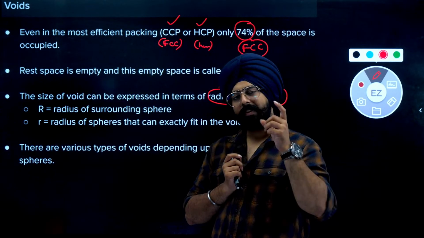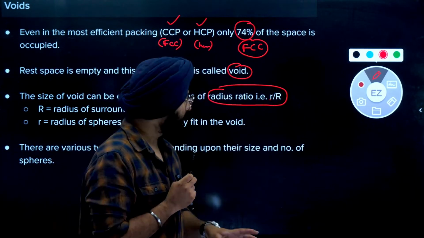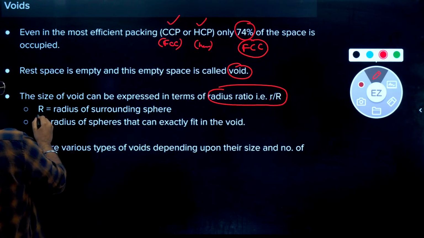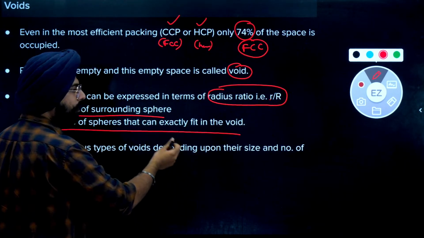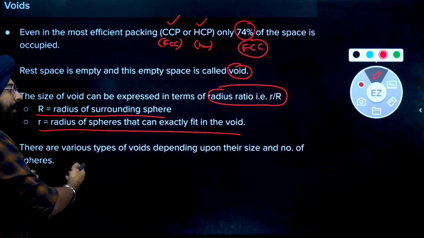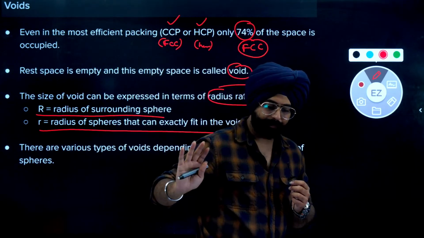Yes. So that is why understanding these voids is important. Fine. So R is the radius of the bigger sphere. Small r is the radius that can fit inside the void. There are various types of void depending on the size and number of spheres, which we've already seen.